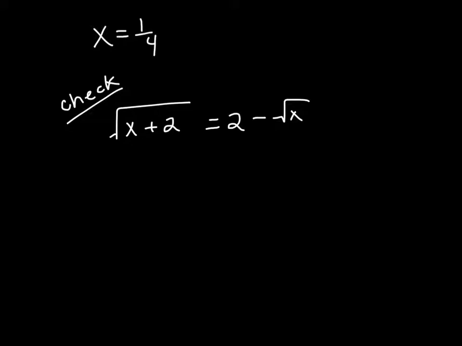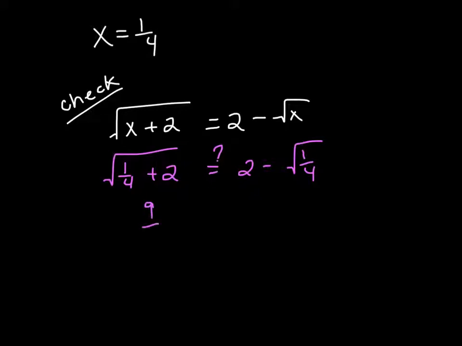Okay, so now that I've gotten my solution, x equals 1/4, I have to check to make sure it actually works. So I'm going to plug it into the original equation. Everywhere I see an x, I'm plugging in 1/4. I want to know, does this work? So I end up with 1/4 plus 2, which is 9/4. Square root of 9/4. Does that equal 2 minus the square root of 1/4, which is 1/2?